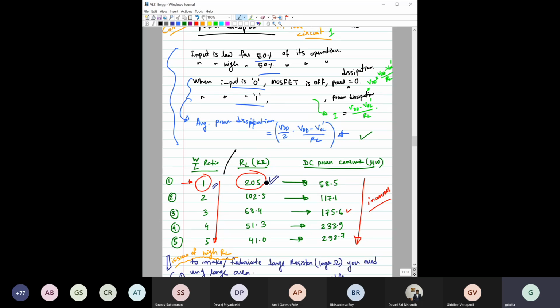While discussing that, we saw that if you increase the W by L ratio, then you can work with a lower RL. But in that case, your power dissipation significantly increases. So if power dissipation is one of the major considerations, you probably have to take a higher value of RL and a lower W by L ratio. So we have understood this part.